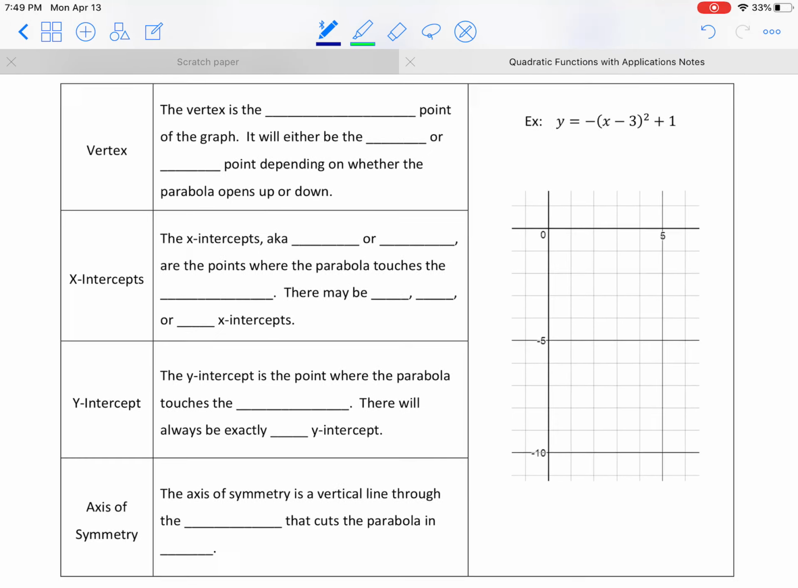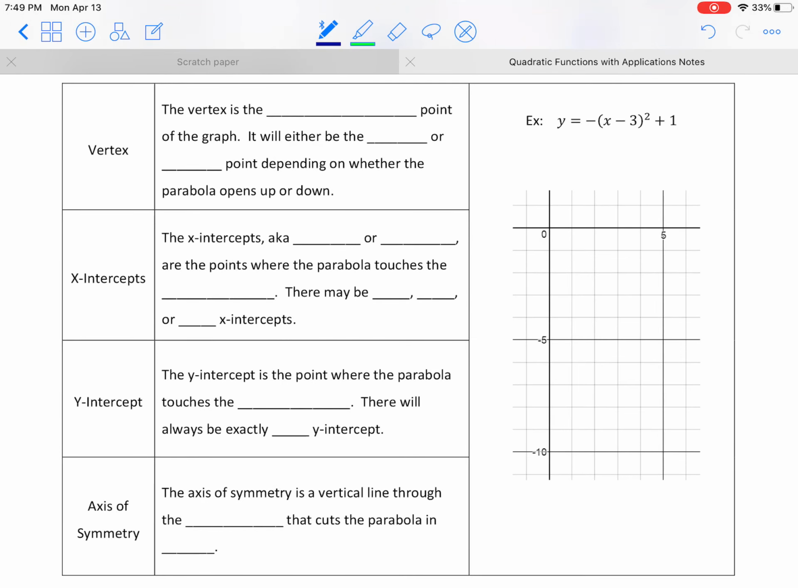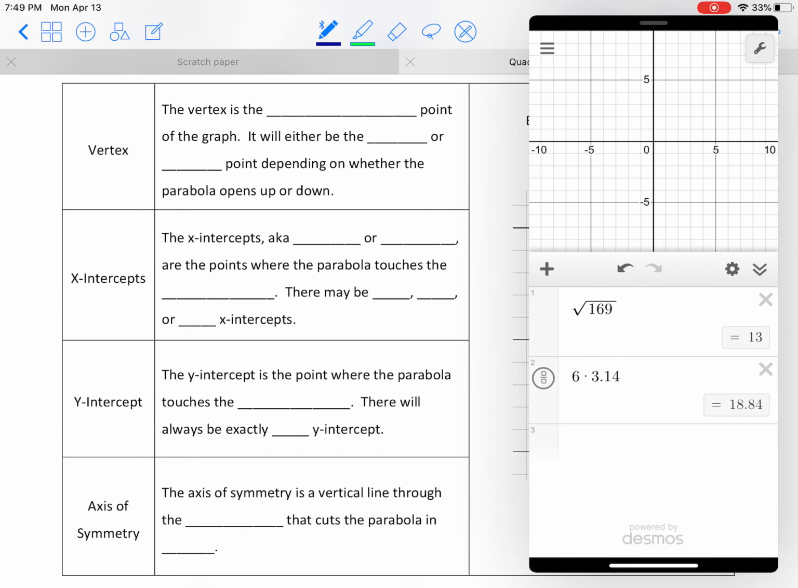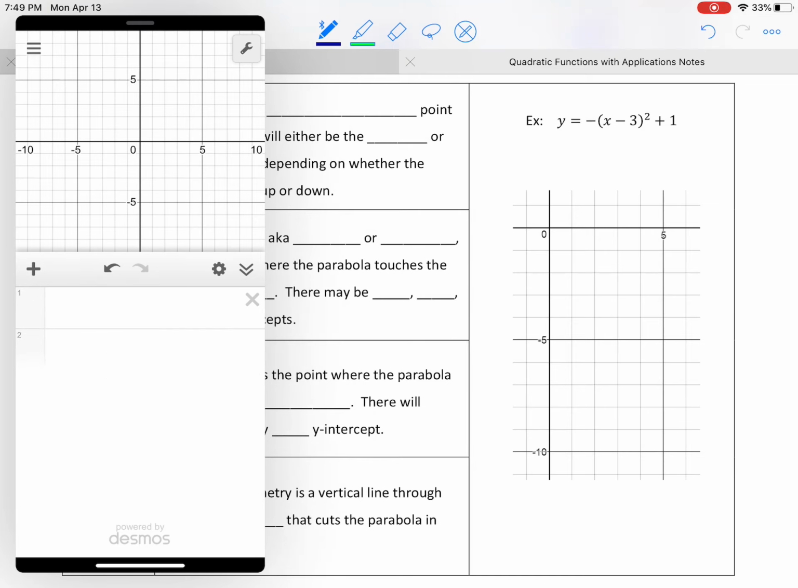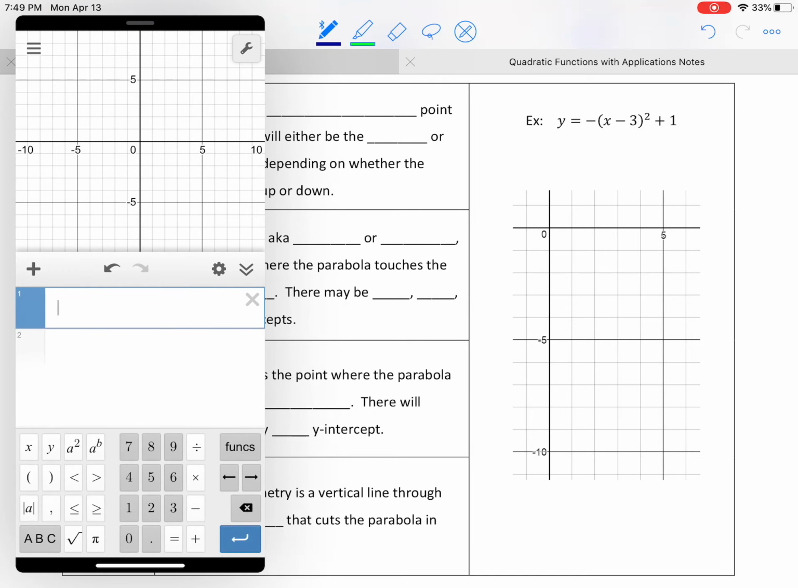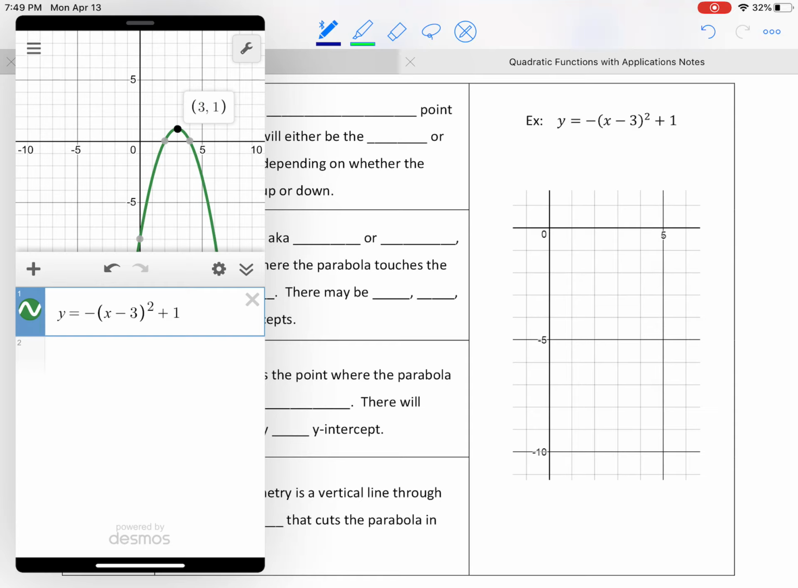So let's look at this example here and try to identify some of those features. y equals negative, x minus 3, squared, plus 1. Well, I'm hoping we remember that this negative reflects the graph over the x-axis, that this minus 3 makes the graph go to the right 3, and that this plus 1 makes the graph shift up 1. I'm hoping we remember those transformations, but ultimately we do have a graphing feature here. If we were to graph using Desmos, y equals negative, x minus 3, squared, plus 1, we see all those transformations that we just identified.